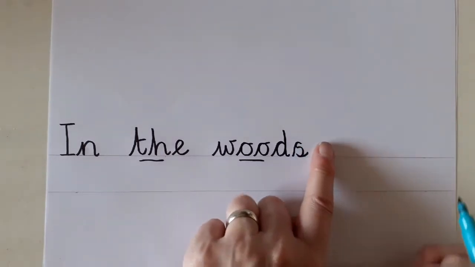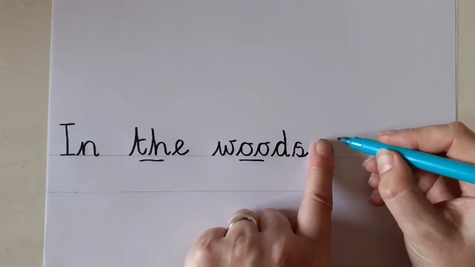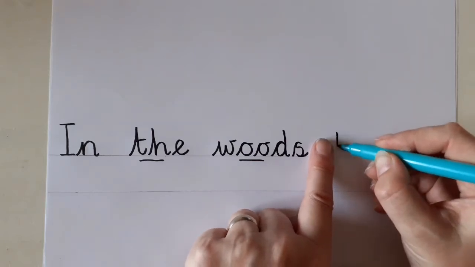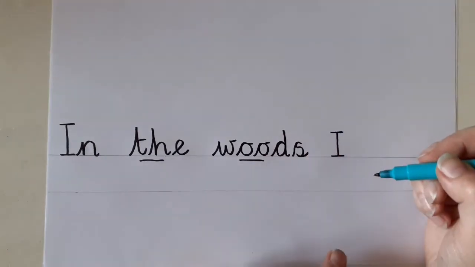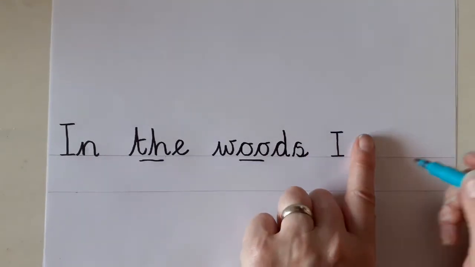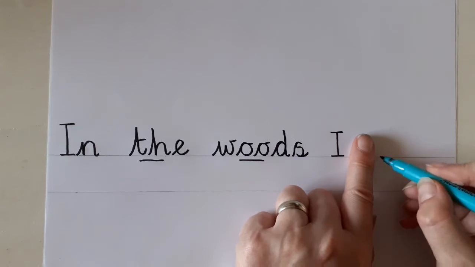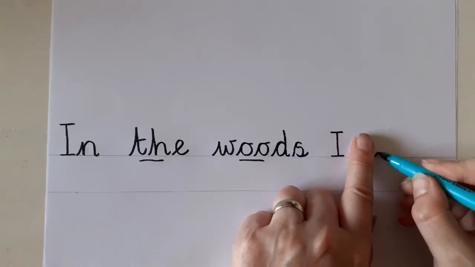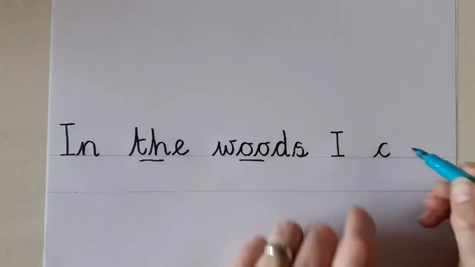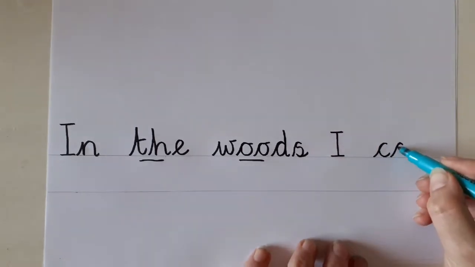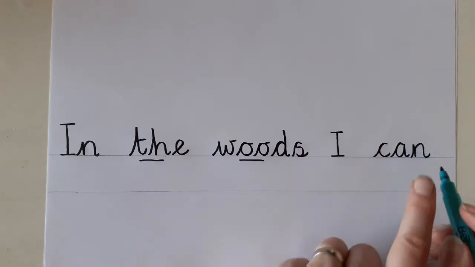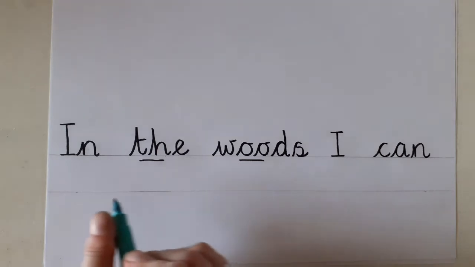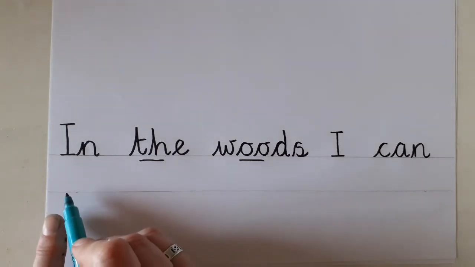So we need a finger space. We're going to write the word I, which if you remember is a capital I. We always do a capital to write the word I. In the woods, I can. Do your finger space. Can is an easy one to sound out. Can. Curly c. I can. We need to go all the way to the end again. In the woods, I can see.